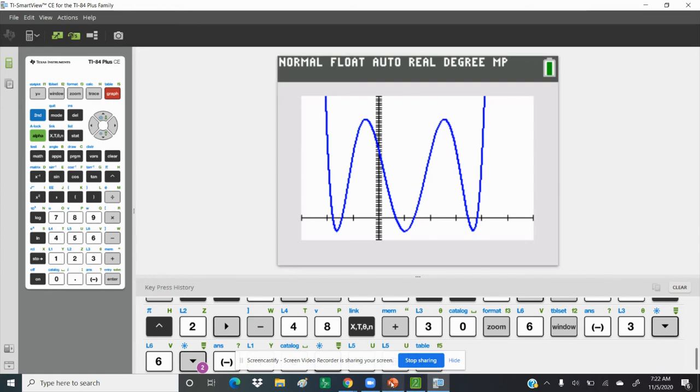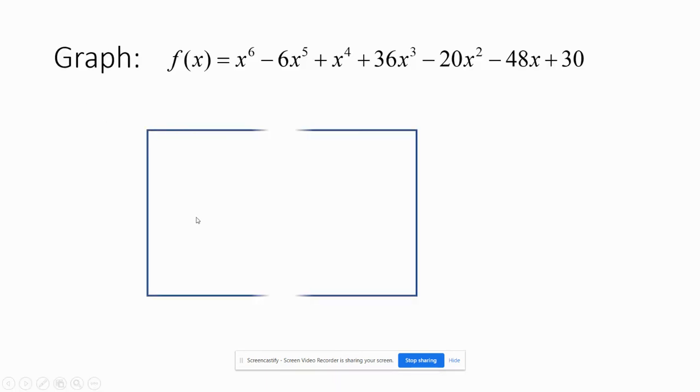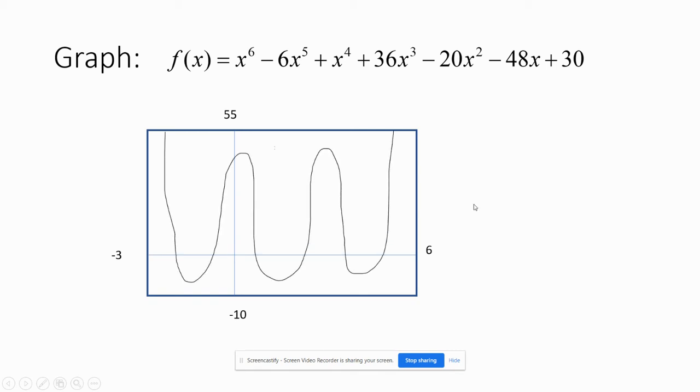So if I'm going back to my graph, you're going to draw your graph, you're going to put it here, and you're going to draw all the twists and turns that you see.